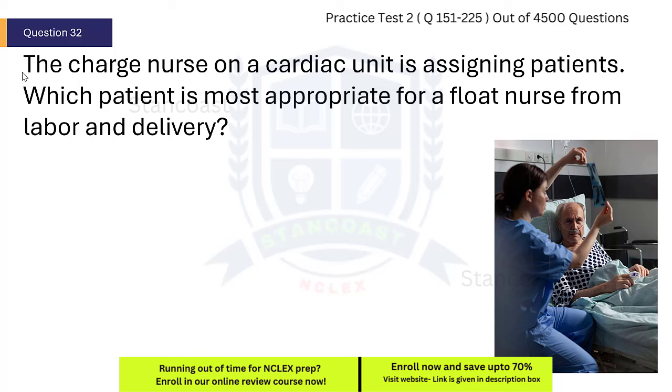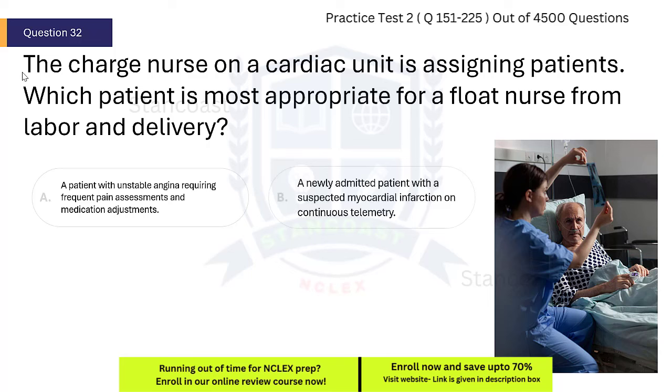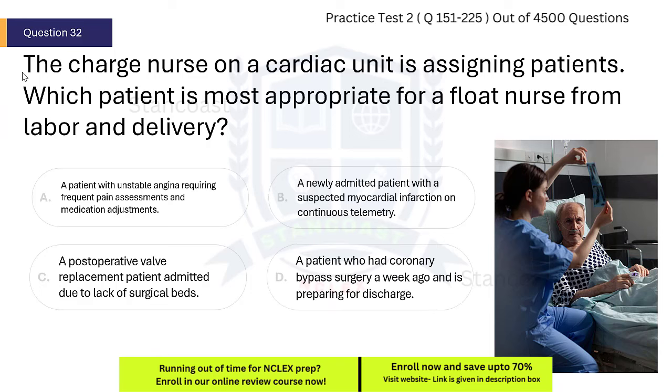The charge nurse on a cardiac unit is assigning patients. Which patient is most appropriate for a float nurse from labor and delivery? A. A patient with unstable angina requiring frequent pain assessments and medication adjustments. B. A newly admitted patient with a suspected myocardial infarction on continuous telemetry. C. A post-operative valve replacement patient admitted due to lack of surgical beds. D. A patient who had coronary bypass surgery a week ago and is preparing for discharge. Consider the level of care required for each patient.